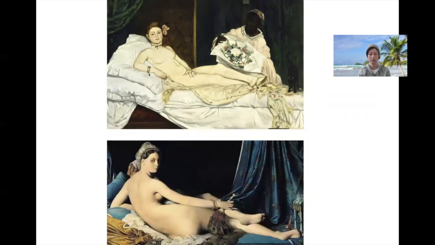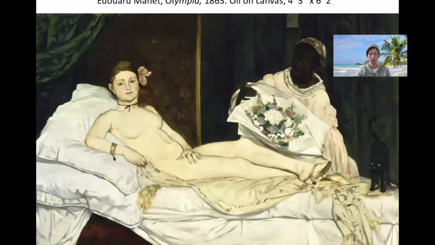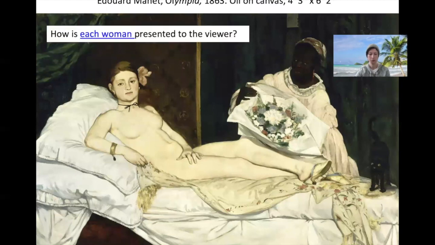In comparison to Ingres' Odalisque, Manet's Olympia is a real French woman. She's not an imagined exotic beauty. She's again modeled after Victorine Meurent. She's turned towards us rather than away, and she has a realistic body rather than an idealized body. So we talked about Olympia and how she's presented to the viewer, but we haven't talked at all about the other woman in this painting. Who is she, and how is she presented to the viewer?